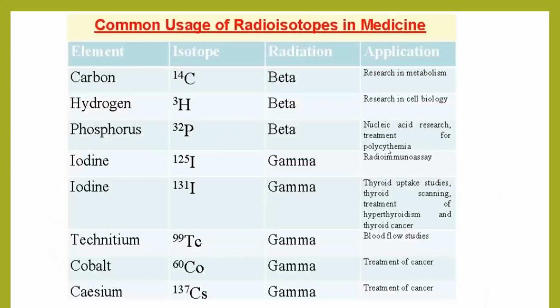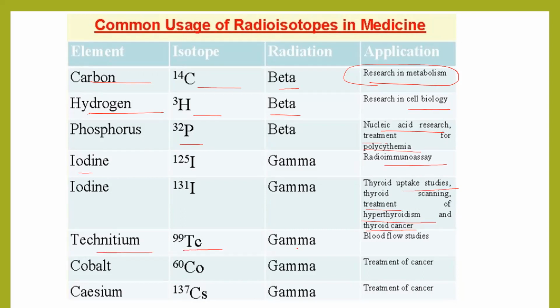radioactive isotopes. These are some radioisotopes used in medicine. For example, carbon: 14C is used, which releases beta radiation. It is used in research in metabolism. Hydrogen, 3H tritium, is used, which releases beta radiation. It is used in cell biology research. Phosphorus, phosphorus 32 is used for nucleic acid research and treatment of polycythemia. Iodine 131 is used for radioimmunoassay, thyroid uptake studies, thyroid scanning, and treatment of hyperthyroidism and thyroid cancer.